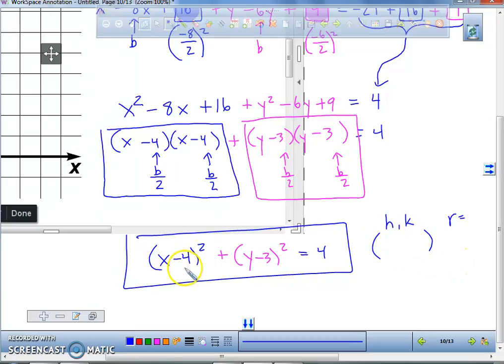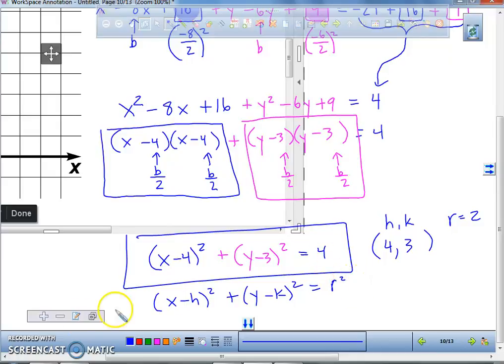What's your h value? Negative 4. No, thank you for playing. 4. Because remember the formula. What's our k value? 3. Right there, our k value is 3. What's our radius? 4. No, our radius is 2, because what does this represent? This represents our squared.